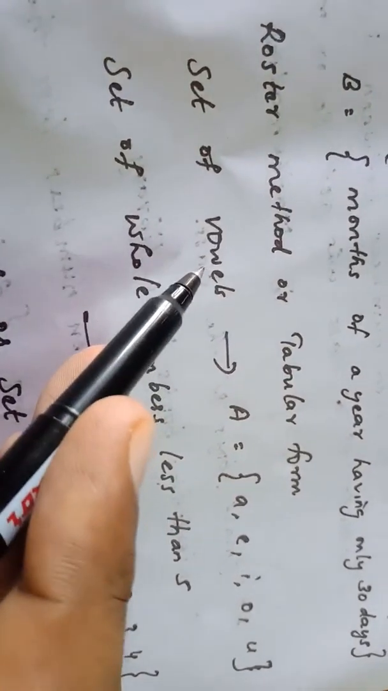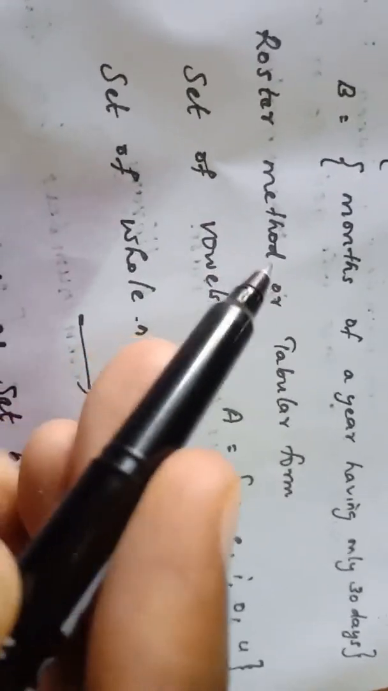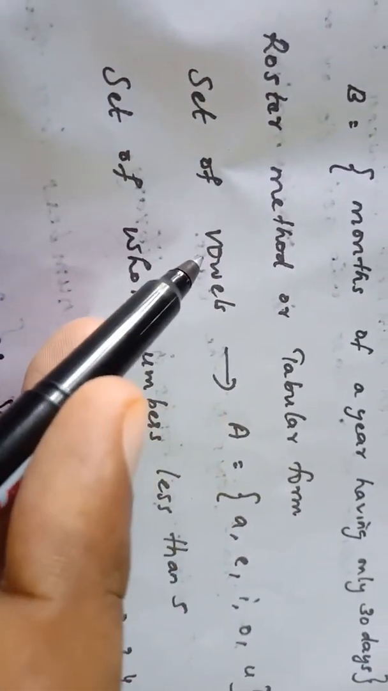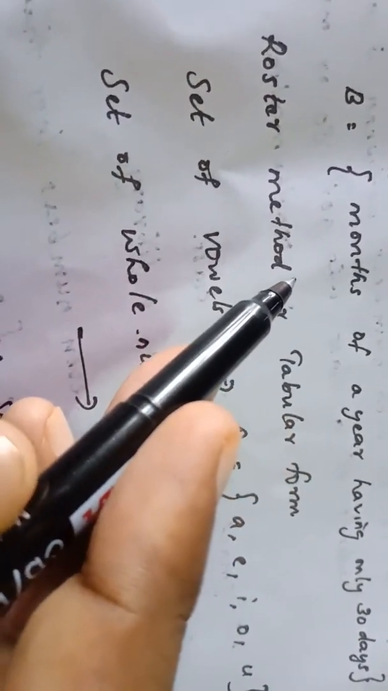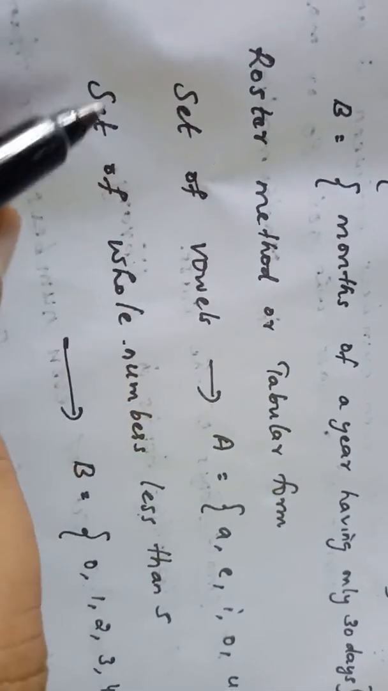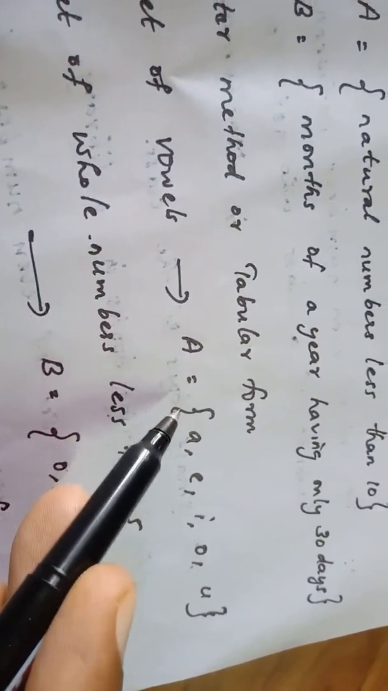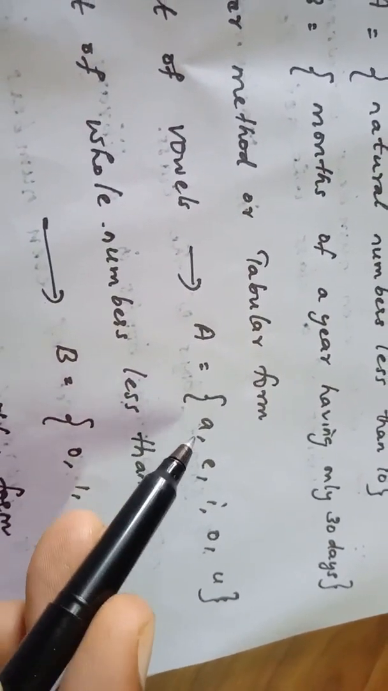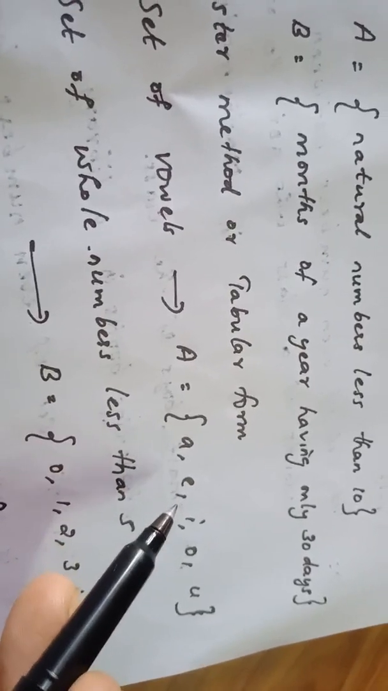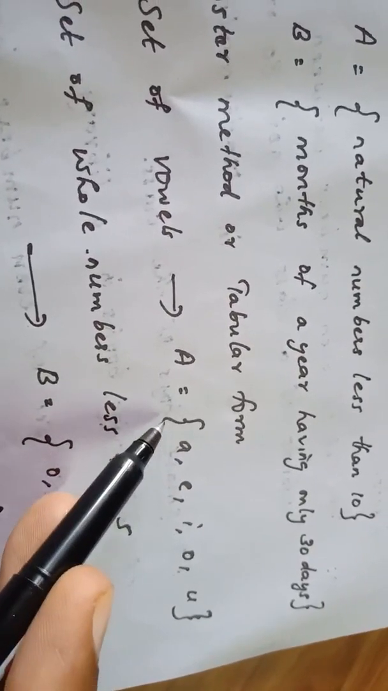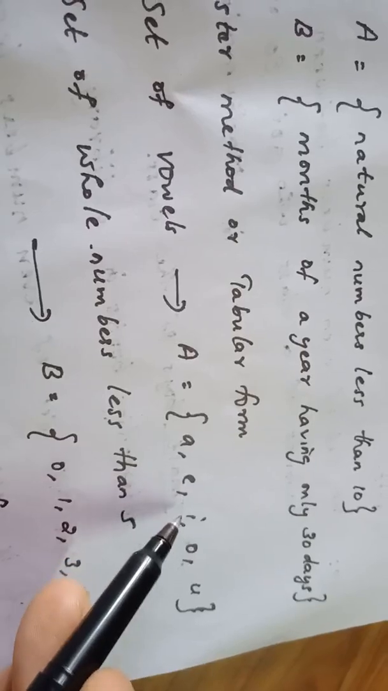For example, set of vowels. Actually, if you put set of vowels in a curly bracket, then it is actually description method. But in roster method, we have to list out the elements. So set of vowels can be written as, a name is given for the set, capital A. So set A is equal to {a, e, i, o, u}, because a, e, i, o, u are the vowels in the English alphabet. So here the elements are listed in curly bracket and each element or object is separated by commas.